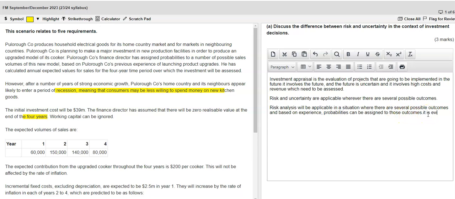It is evident that finance director has assigned probabilities based on past experience and calculated expected value of sales volume.